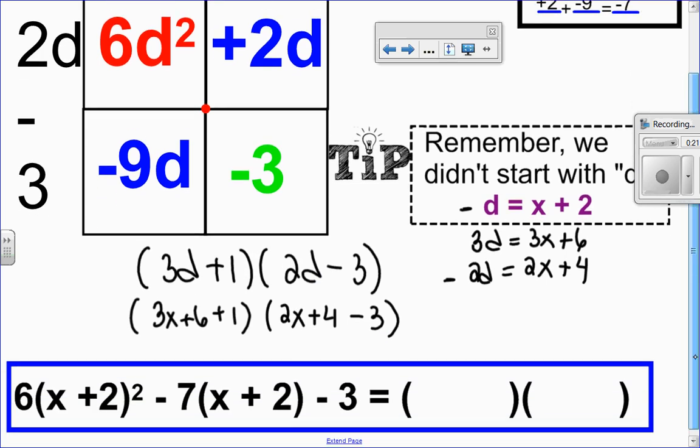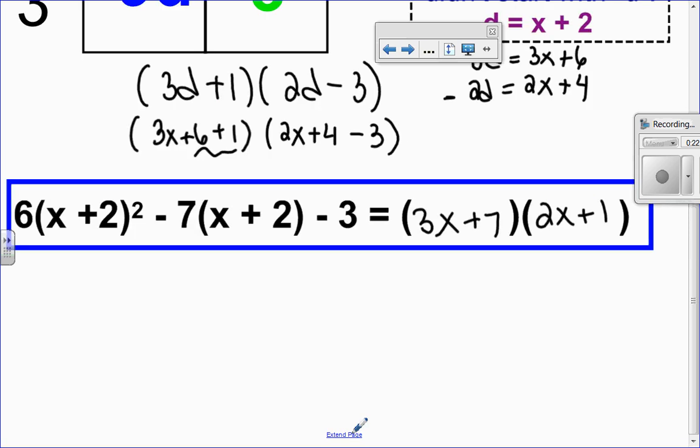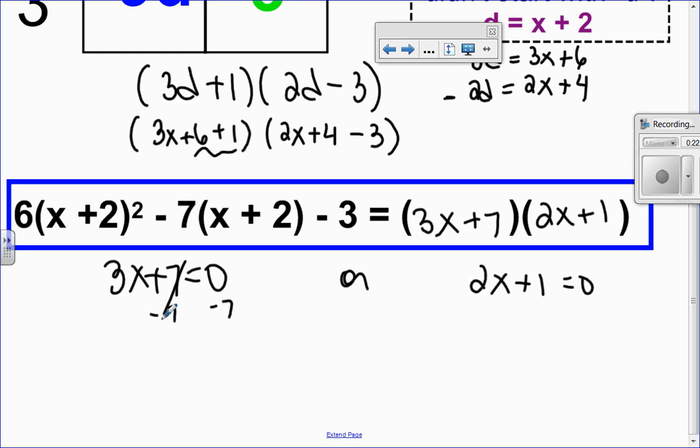Going down here to finish it off for the factoring, I would have 3x, and 6 plus 1 is 7. Over here I would have 2x, and 4 minus 3 is 1. All we have to do is set each factor equal to 0 and solve. So 3x plus 7 equals 0, or 2x plus 1 equals 0. Here, subtract 7 from both sides first. We're really doing reverse order of operations: add and subtract first, and then divide second.